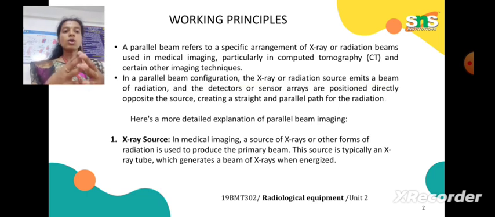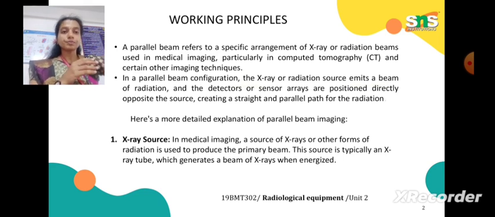What are the equipments we have in parallel beam reconstruction? First, the X-ray source, where the rays pass from the source to the detector. This is the primary source of the image reconstruction technique.